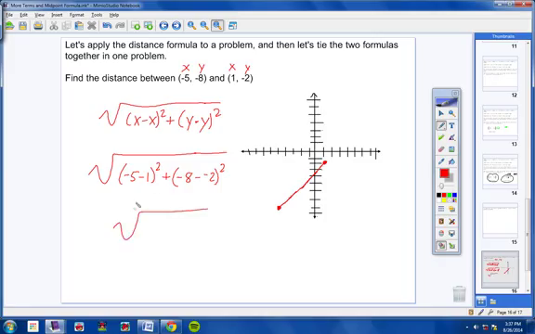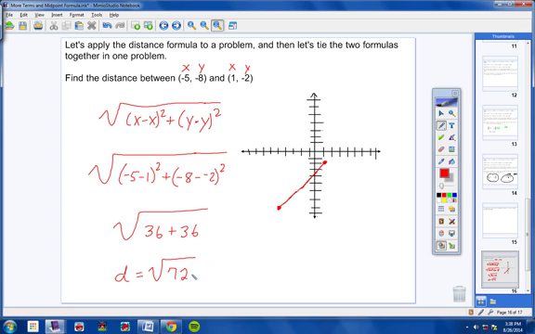Moving quickly, we should be able to do this in our head. If you struggle with signed numbers, don't hesitate to use a calculator. That's totally fine. -5 minus 1 is -6. If you square -6, you get positive 36. -8 minus a -2 would be -8 plus 2, which is -6. And when you square -6, you get 36. Add those two together and you get the square root of 72. I'm fine with your leaving it like that. If you want to type it into a calculator and get a decimal, that's totally fine. That would be the distance of that line.